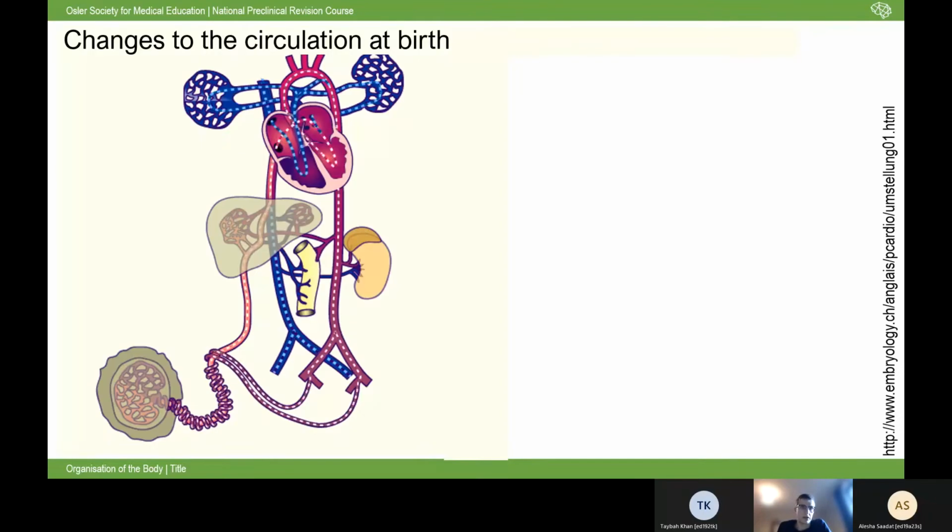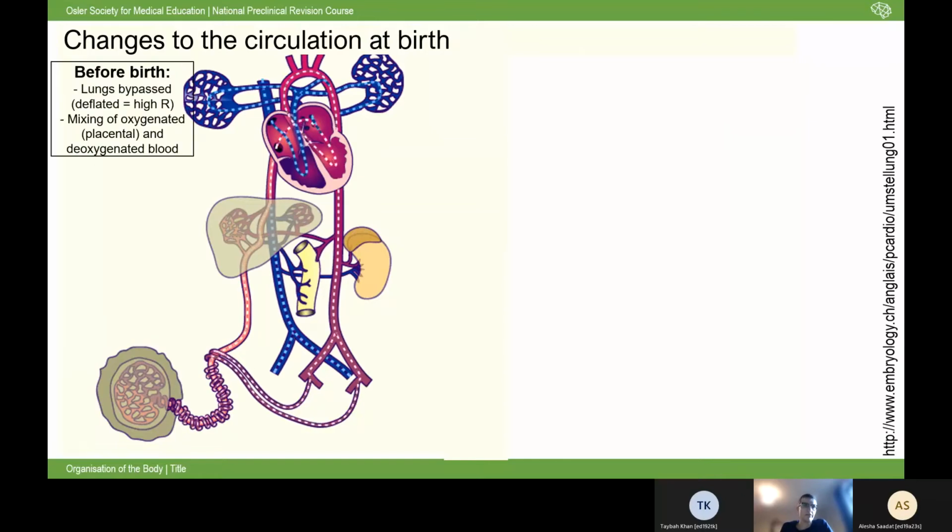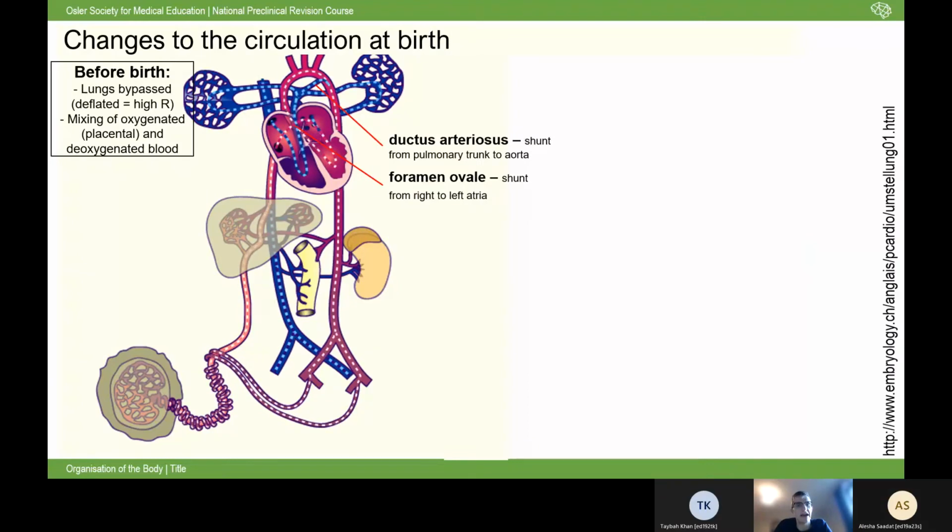Okay, so we've touched on this, but we do have changes to the circulation that happen at birth. Remember, in the prenatal circulation, the lungs are completely bypassed. There is very limited blood flow going to the lungs because they are not being ventilated. So we have the foramen ovale to shunt blood from the right to the left atrium. And we also have the ductus arteriosus, which takes any blood that does end up in the pulmonary trunk and allows it to escape into the aorta.